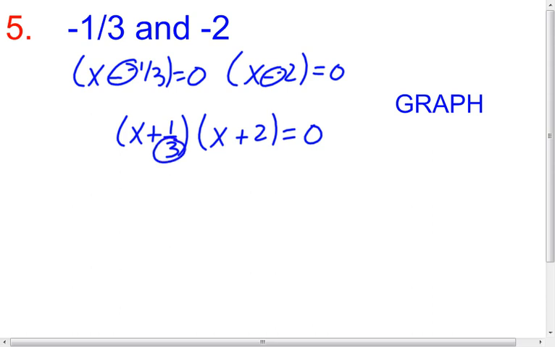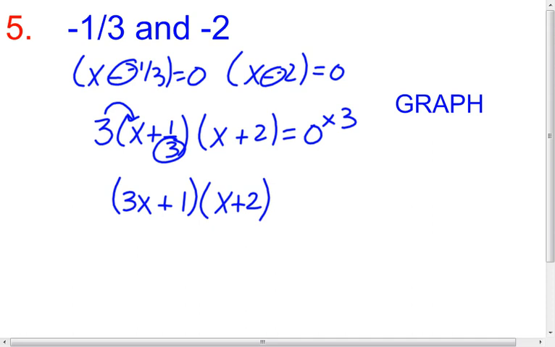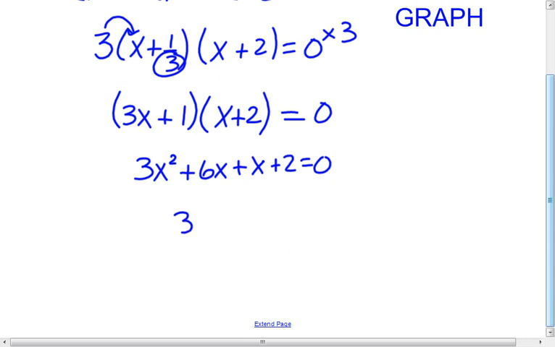Again, I don't really like fractions, so I'm going to multiply this side by 3 and this side by 3. And if I distribute that through, 3 times x is 3x, and 3 times 1/3 is 1. And then I have x plus 2. I'm not going to distribute the 3 through that parentheses because then I would multiply by 3 and then 3 again. And then 0 times 3 is still 0. FOIL this out, and you will have 3x squared plus 6x plus x plus 2, or 3x squared plus 7x plus 2.